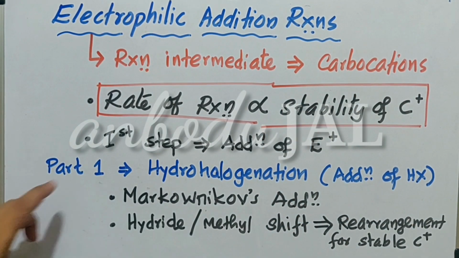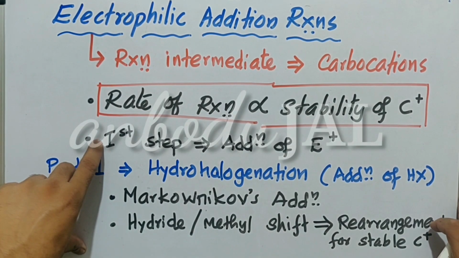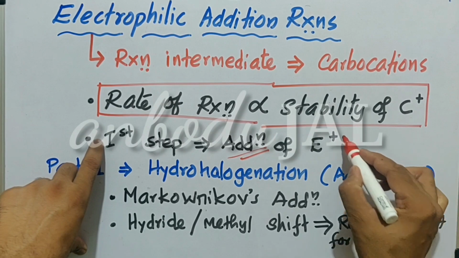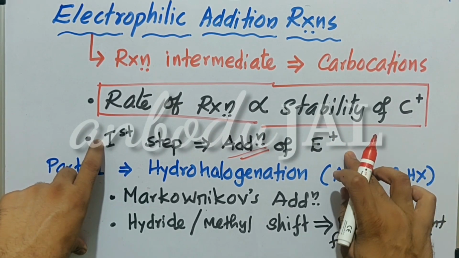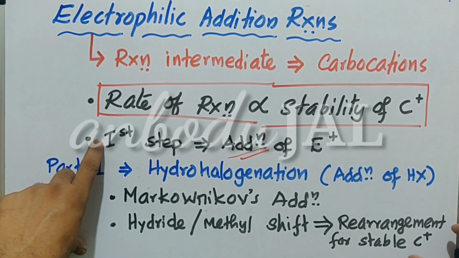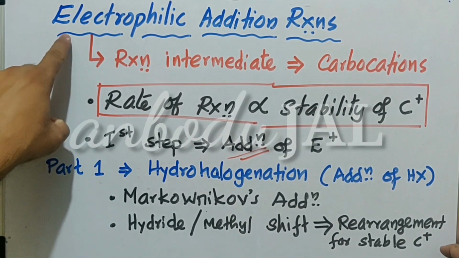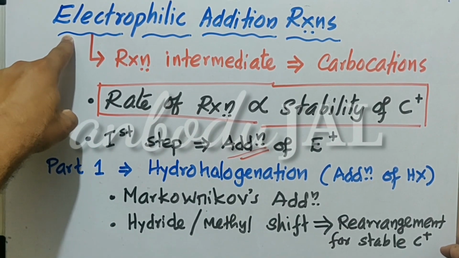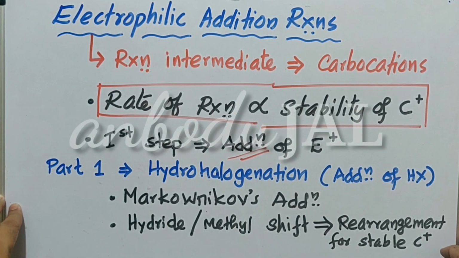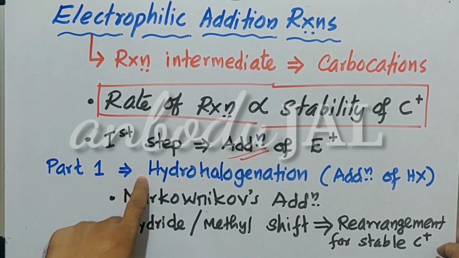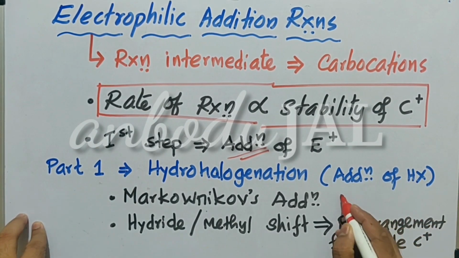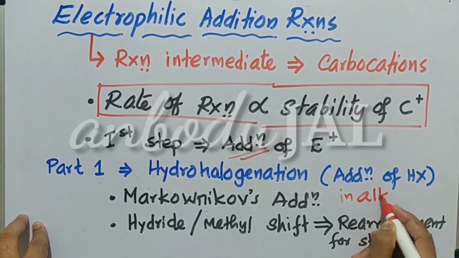In these reactions, the first step is nothing but the addition of E plus. What is E plus? E plus means electrophile. That is why the name of this reaction is electrophilic addition reaction. In this video, mainly we are discussing hydrohalogenation, the addition of HX to alkenes.